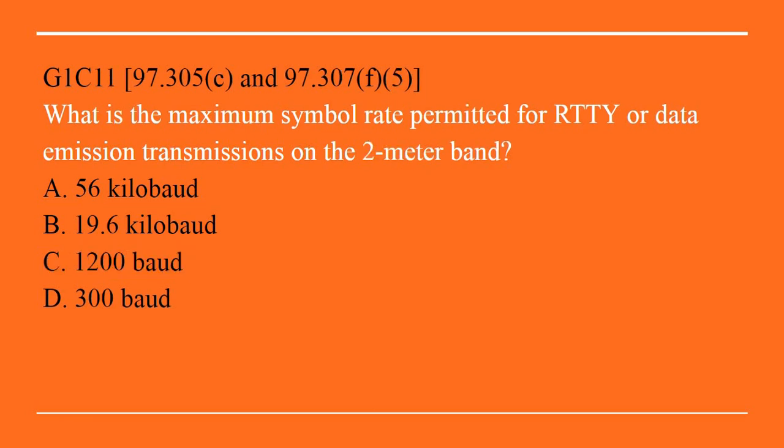G1C11, what is the maximum symbol rate permitted for RTTY or data emissions on the 2 meter band? A. 56 kilobaud. B. 19.6 kilobaud. C. 1200 baud. Or D. 300 baud. Answer here is B. 19.6 kilobaud.